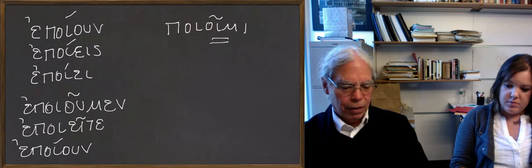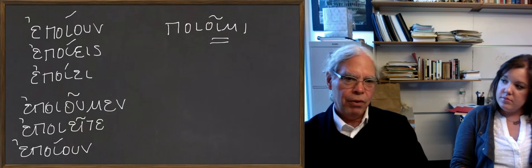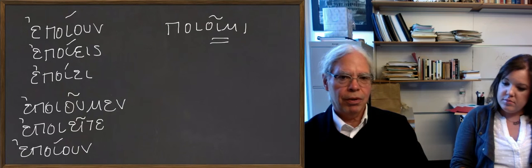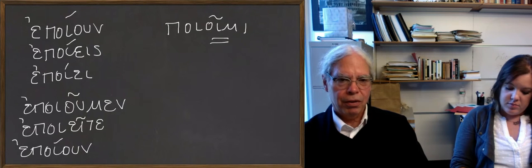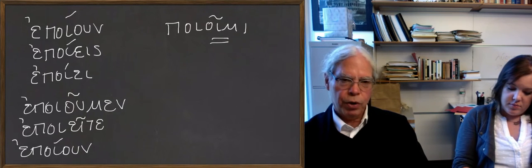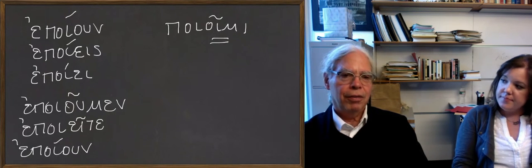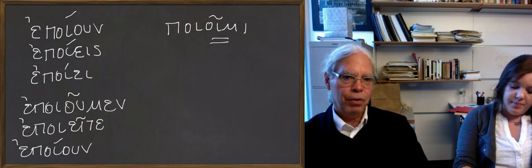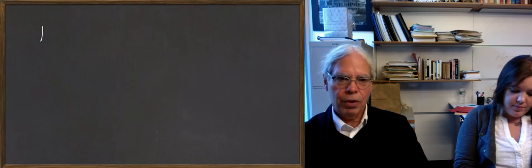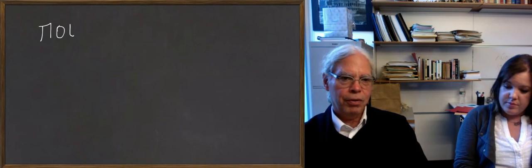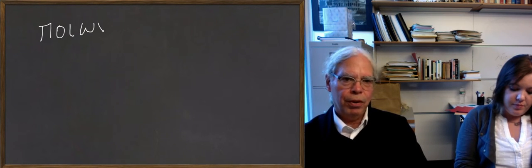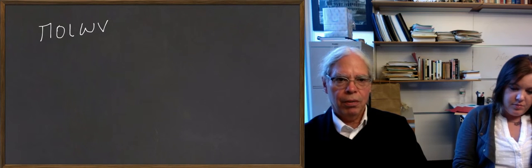So the infinitive is what you would expect, poiein, with an epsilon iota and a circumflex. The participle is poion, poiousa, poioun. You want to write that one down? Poion, poiousa, poioun is the present active participle. The middle ones are going to be because of the thematic vowel. Poion, poiousa, poioun.